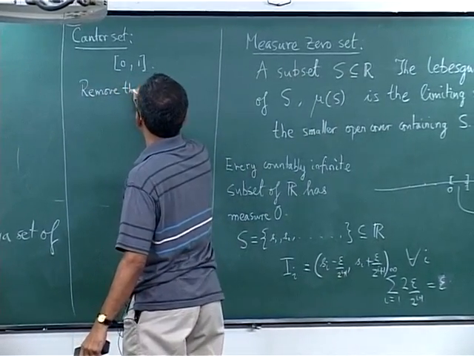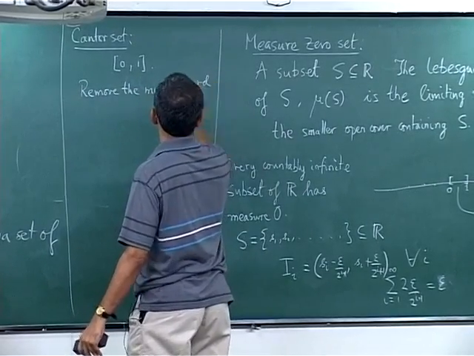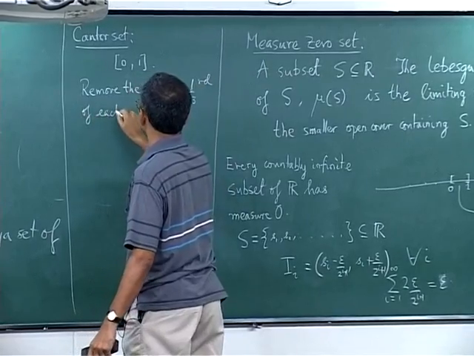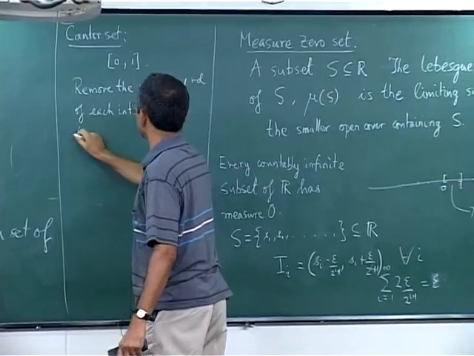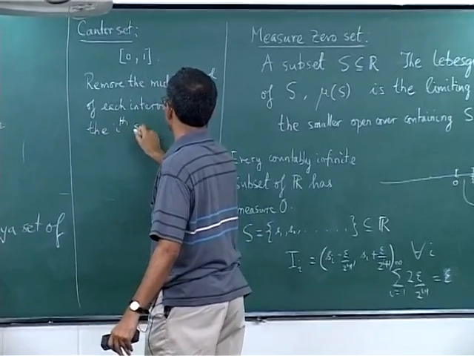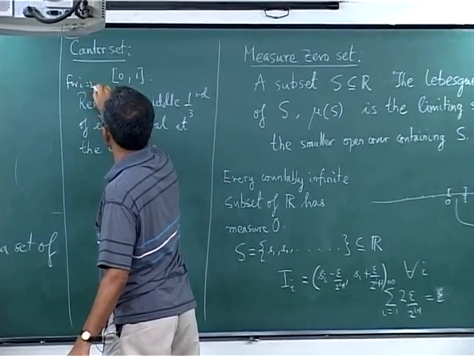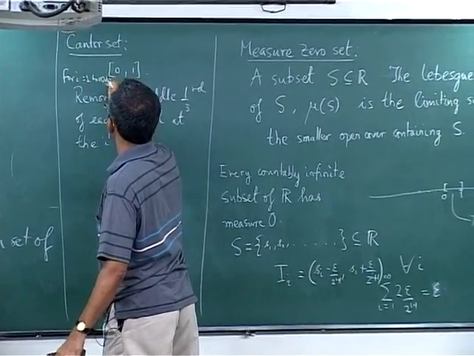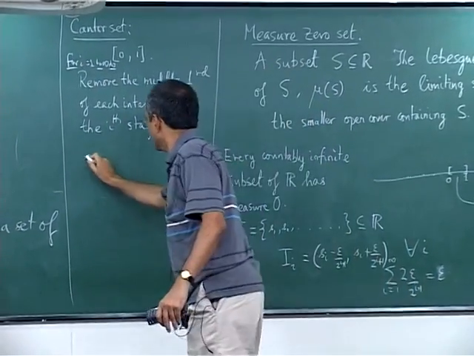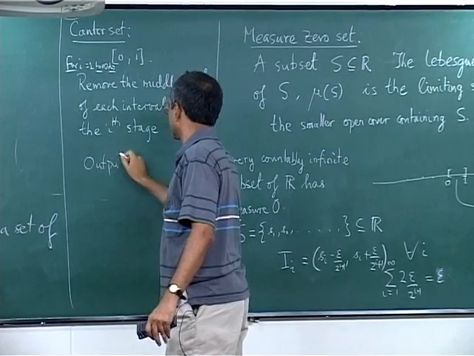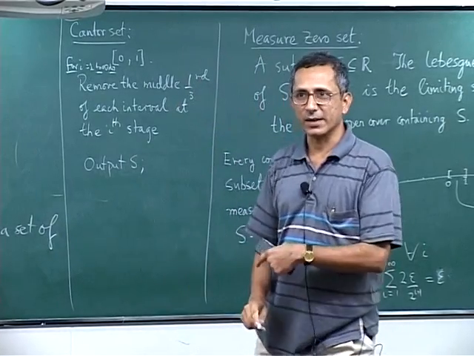Remove the middle 1/3 of each interval at the ith stage. So you will do this for i going from 1 to infinity. In the end, you will output S. S is the Cantor set.